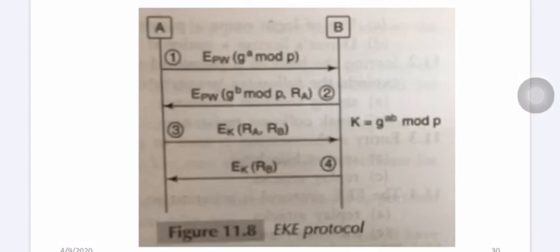That is, A receives G^B mod P, B receives G^A mod P, and using those values G^A mod P and G^B mod P, they will compute a common key. Let me call it K equal to G^AB mod P. Using that key, user A will send the data RA and RB, that is A's identification and B's identification, and for that B will send back the RB data. This is what we call the enhanced key exchange protocol. This also provides authentication between the users.